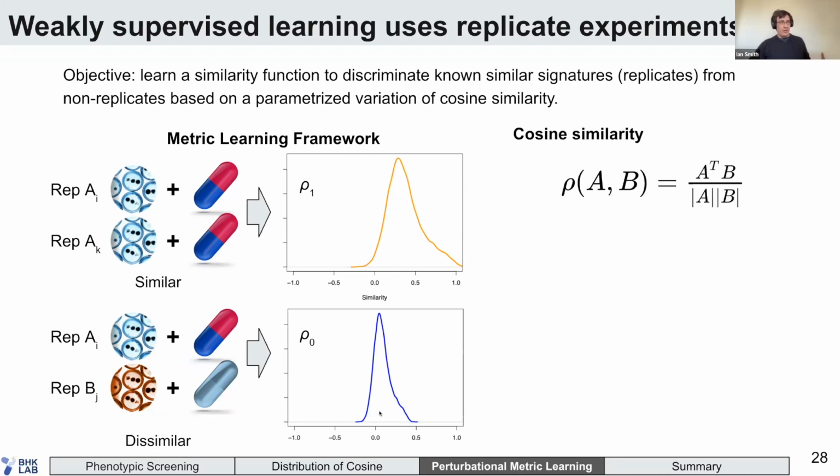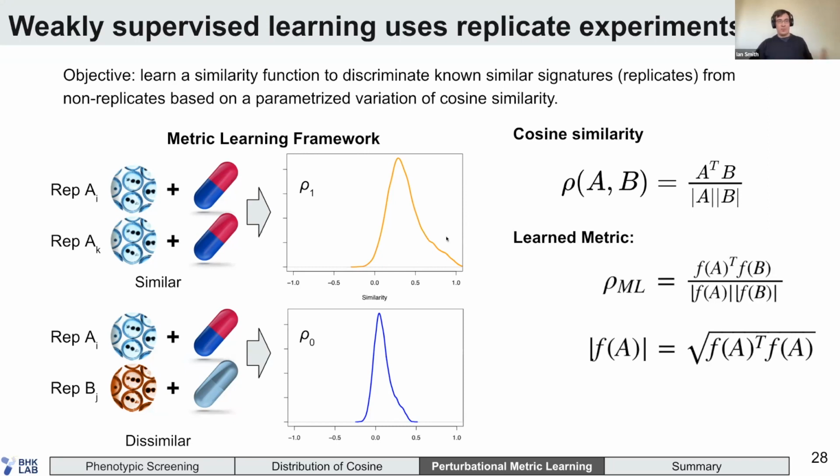We can then learn an embedding to make the similar replicates as similar as possible while keeping the background distribution dissimilar. The learned metric looks a lot like cosine similarity because it's a parameterized version of it. Instead of just taking the inner product between A and B, we take the inner product between the learned representation of A and the learned representation of B.